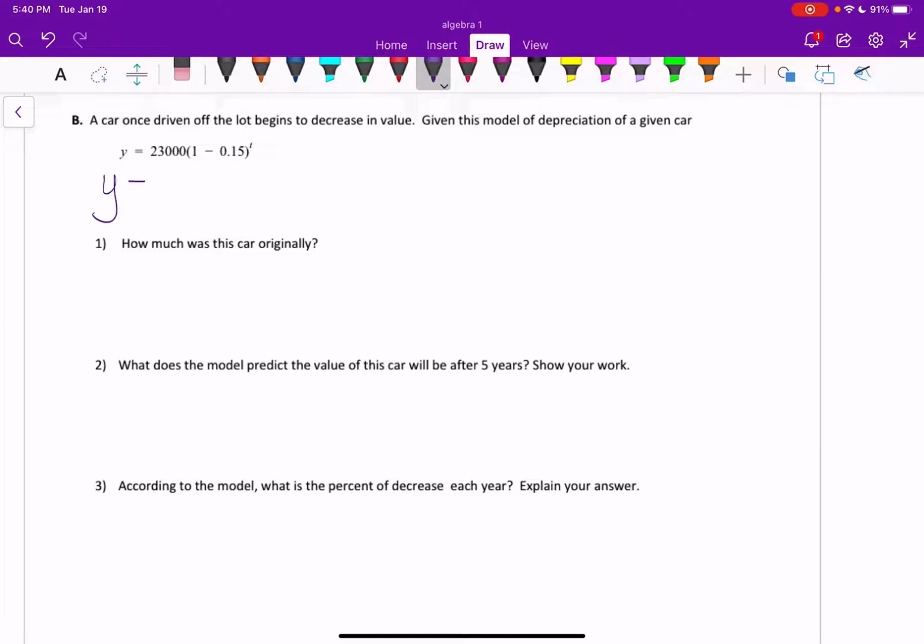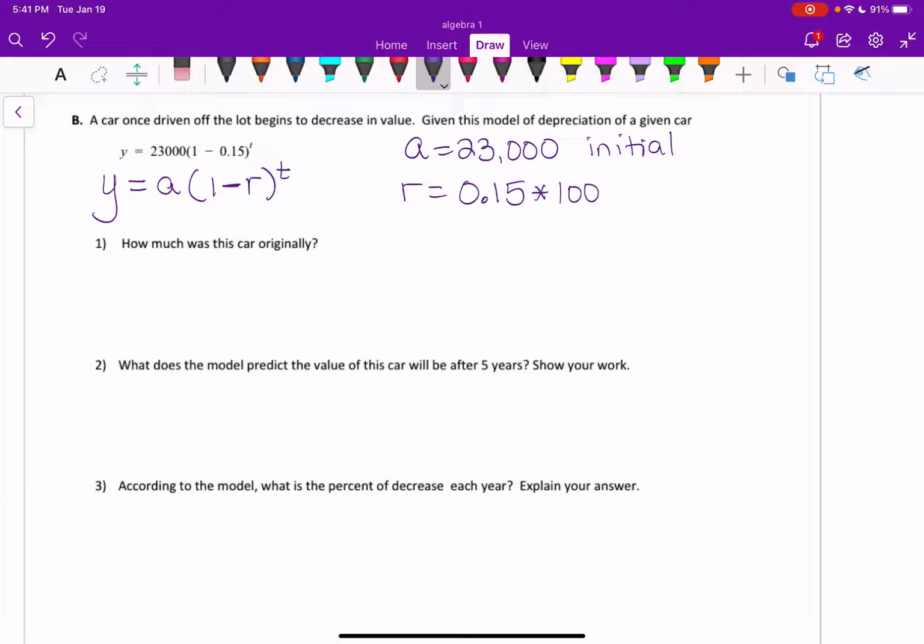So we're talking about depreciation. I'm going to write underneath it what each of these stand for: A times 1 minus R, and then my t. A is 23,000, so that's my initial or starting value. R is 0.15. We need to go backwards and get it into a percentage rate. If we divide by 100 every time, we're going to multiply by 100 this time, and so our rate is 15%. The first question says, how much was the car originally? Well, we know it's A, so it's just $23,000.